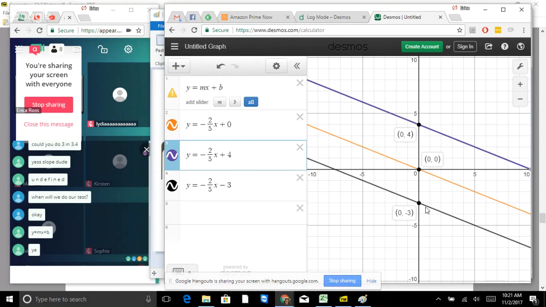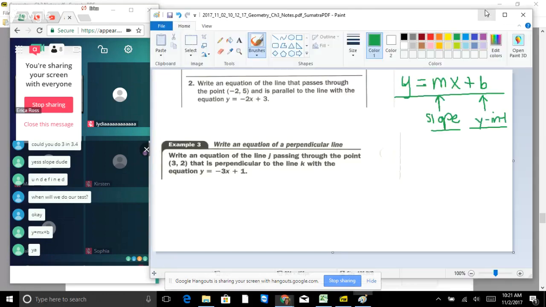So we might have trickled a little bit into algebra there, but I think it's helpful to see visually how that works. All right, so now back to our problem. Okay, you guys are like, just do the problem. All right, write an equation of a line that passes through the point -2, 5 and is parallel to the line with the equation y equals -2x plus 3.